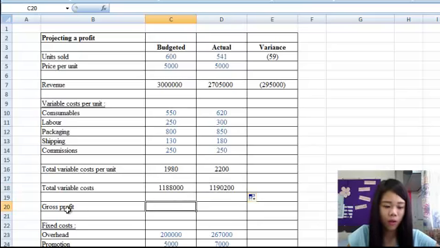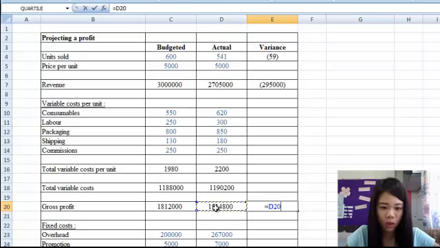Now we want to calculate the gross profit. Gross profit is revenue minus total variable cost. So this is the gross profit for the budgeted production. And again, we drag the cell to calculate the actual. And this is the gross profit for the actual production. Now we calculate the variance between the gross profit of actual and budgeted production: actual minus budgeted.